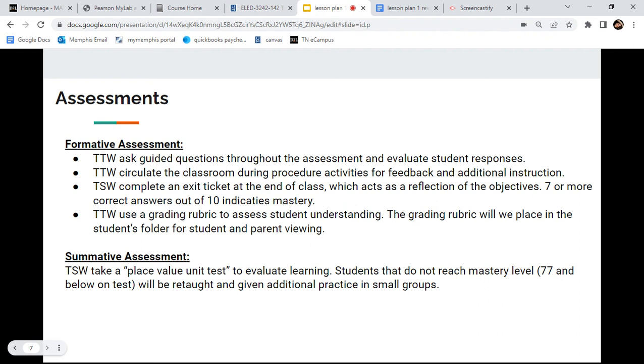Then we have the summative assessment, which is where the students will take a place value unit test to evaluate learning over everything that we learned in the unit. And students who do not reach mastery level, which is 77 and below on a test, will be retaught and given additional practice in small groups or one-on-one settings.